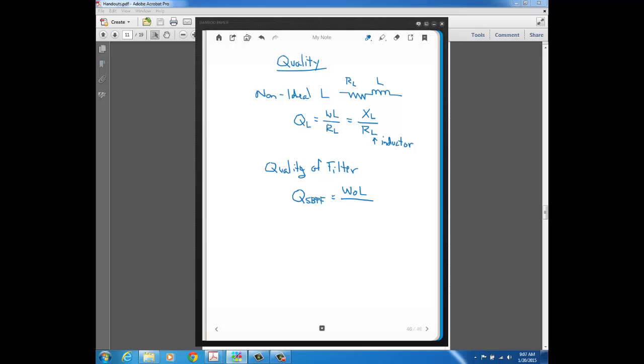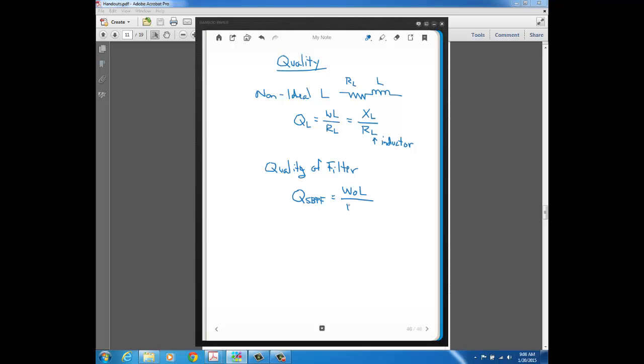okay, omega L, it's always at the resonant frequency when you're talking about quality of a filter. Quality of an inductor, this omega could be any omega. It's the omega that the manufacturer that designed or fabricated the inductor designed it for. Now, often this omega that the inductor is designed for is the resonant frequency of a circuit if it's in a filter circuit, but it doesn't have to be. Okay, it's whatever omega the designer wants to design for. But quality of a filter, it's always at the resonant frequency.